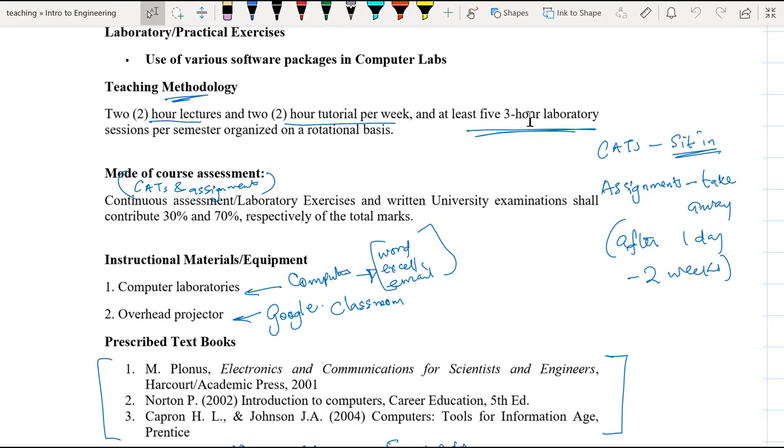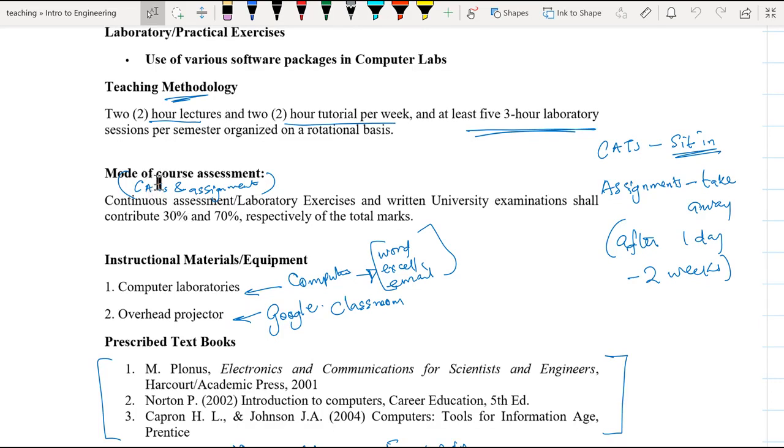Then there are 3-hour lab sessions that you might do. These ones you might do on your own, or we might send you to the lab to do some of the tasks that we are going to be assigning you. So that is the requirement or the teaching methodology for this unit.